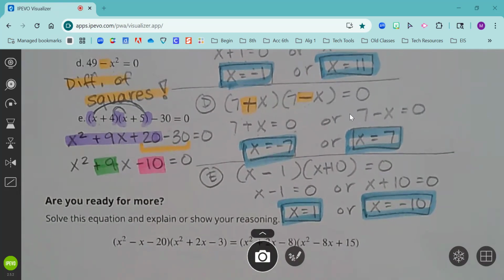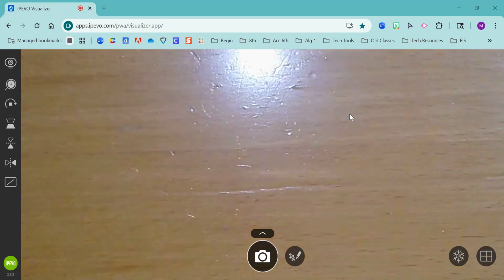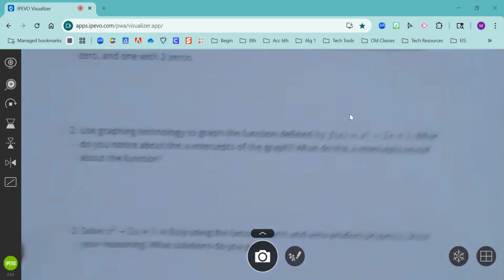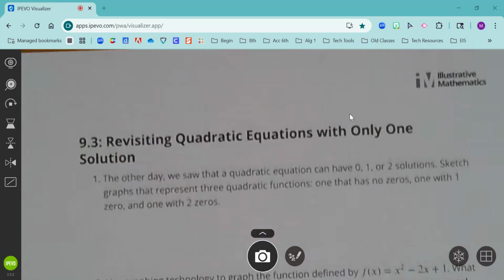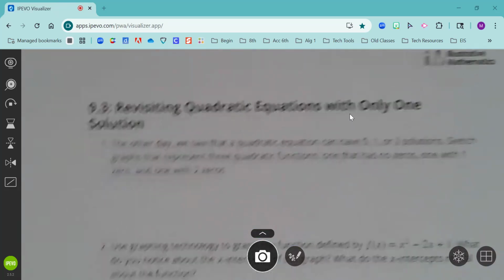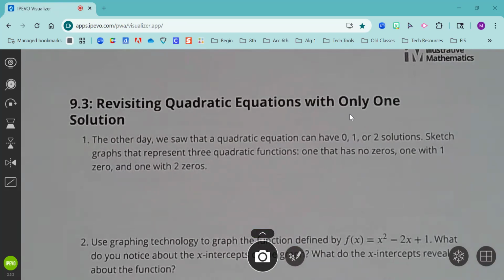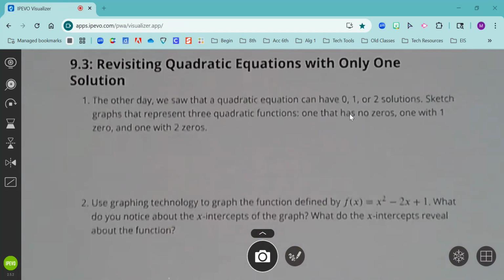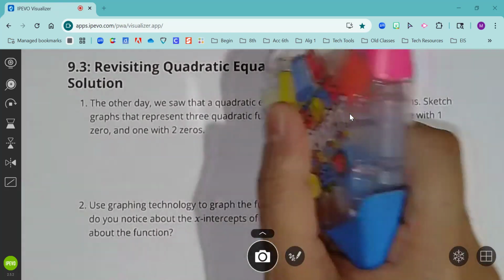Okay, so let's move on to the next part. 9.3. Okay. So we're going to go over 9.3, revisiting quadratic equations with only one solution. The other day we saw that quadratic equations can have 0, 1, or 2 solutions.